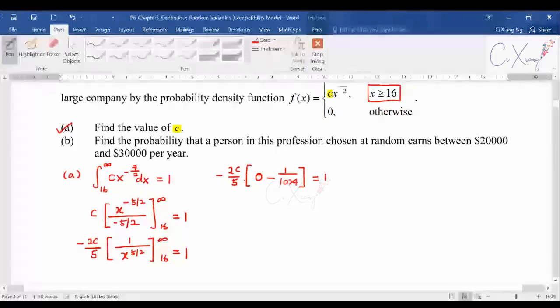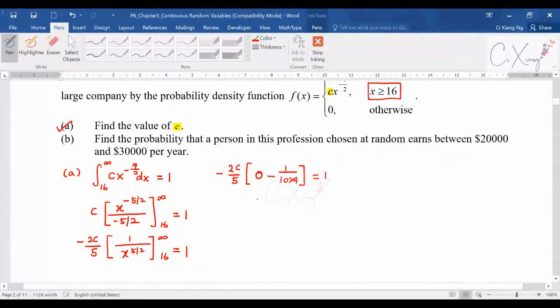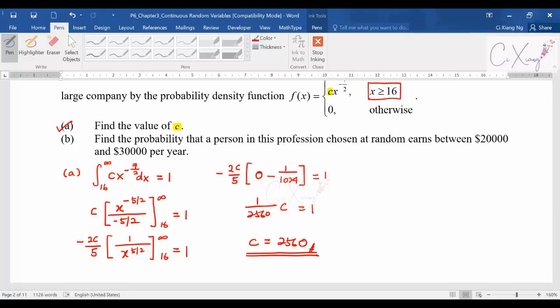So if you try to multiply and simplify everything here, you'll get 1 over 2560 times c equals 1. And therefore, you can get the value of c, which is 2560. So the whole process actually involves integration. All the integration here, you learned before in AS level. And in recent years, they are going to test you on A2 integration as well.